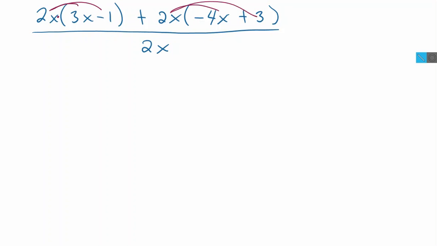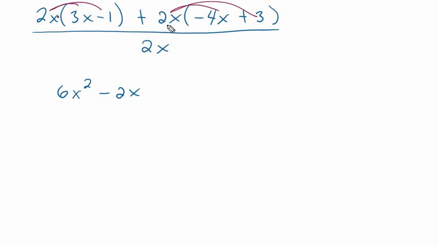All right, so if we go ahead and do that, then the numerator of this would become, so 2x times 3x would be 6x squared, right? X times x is x squared. 2x times negative 1 would be negative 2x. And there you go. That was that first part. Now I'm just moving on to the next part.